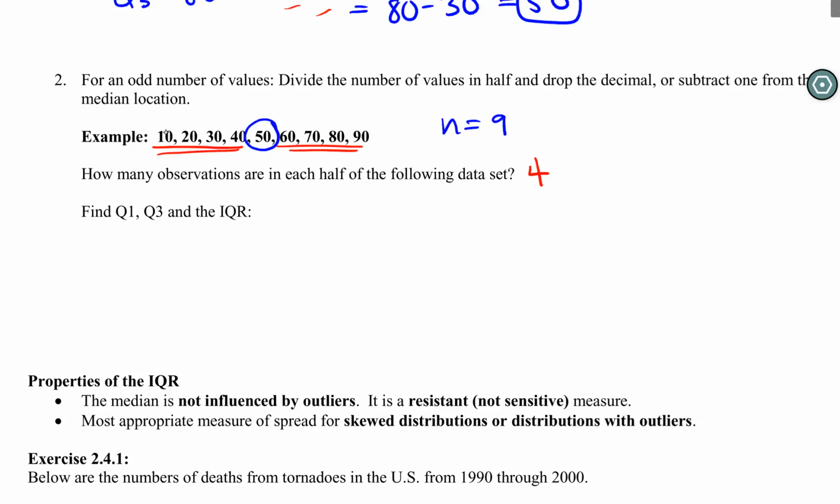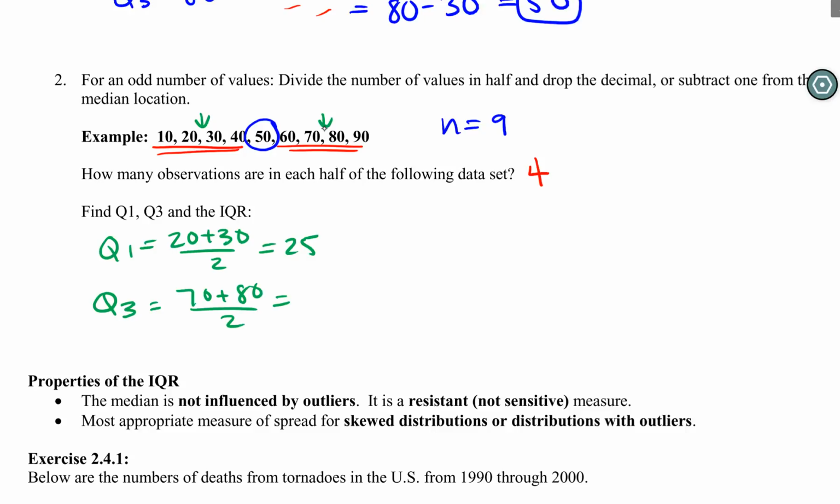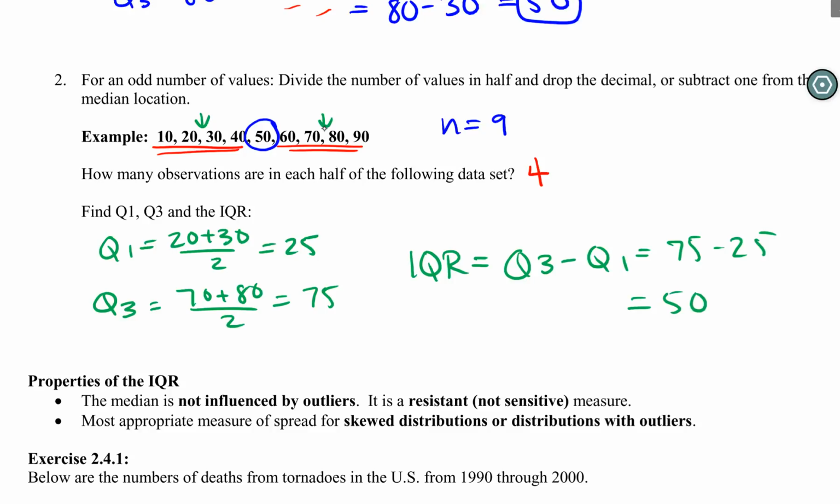If you did your position formula here, 4 plus 1 over 2 would give you 2.5. So our Q1 and our Q3 are between 2 numbers. So for Q1, we're going to have to average 20 and 30, figure out what's between them. And for Q3, we're going to have to do the same thing with 70 and 80, which is 75. So our IQR is equal to Q3 minus Q1, 75 minus 25, also still 50.